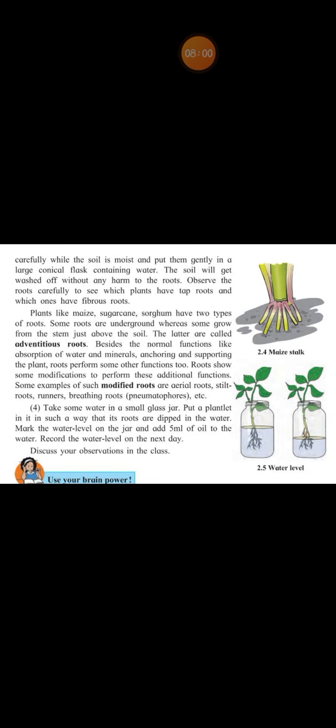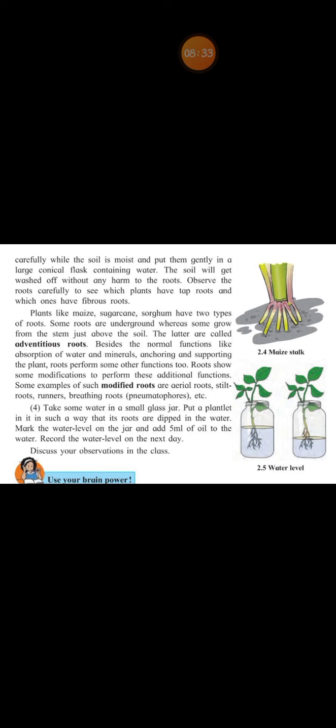Now, the soil will get washed off without any harm to the roots. Observe the roots carefully. Plants like maize, sugarcane, sorghum have two types of roots. Some roots are underground, whereas some grow from the stem just above the soil. And such roots are called adventitious roots.